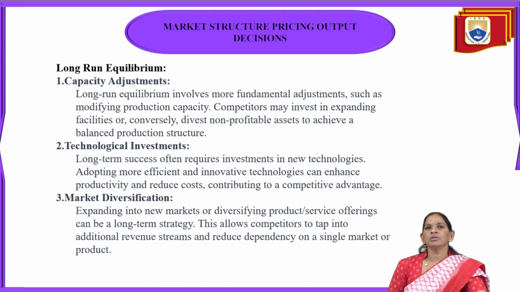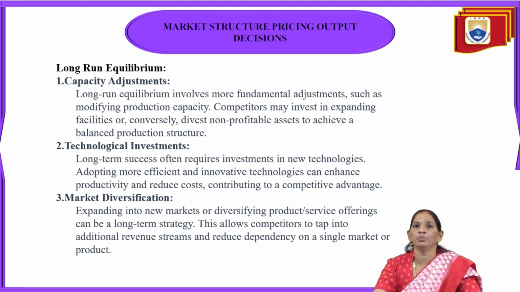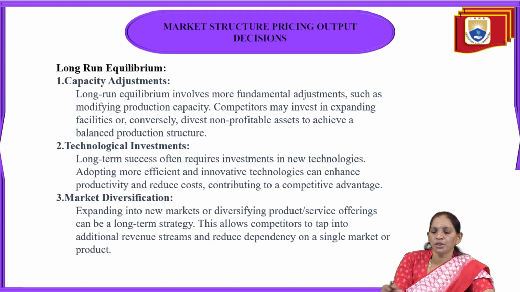Now we come across some of the factors which are helpful in attaining equilibrium over a long period of time. In the long period, where the time is more, we are able to change any factor of production. So we'll see what factors influence the long run equilibrium. The first factor is capacity adjustments.